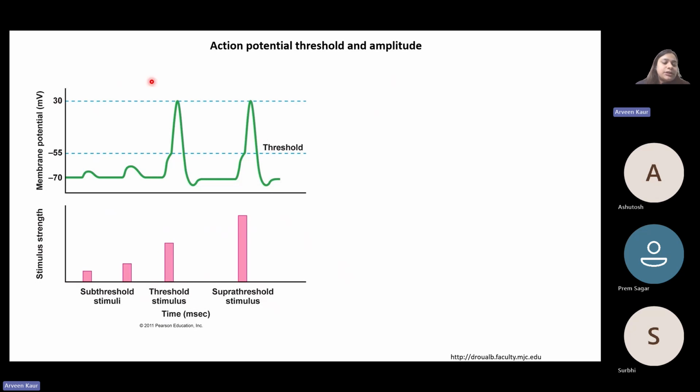Threshold stimulus will produce an action potential, but even if there is a supra threshold stimulus, that is, a stimulus much stronger than what is required to cross the threshold, the action potential will not be that much stronger. There will just be an action potential, right? So this is the supramaximal response that is obtained in case of an action potential.